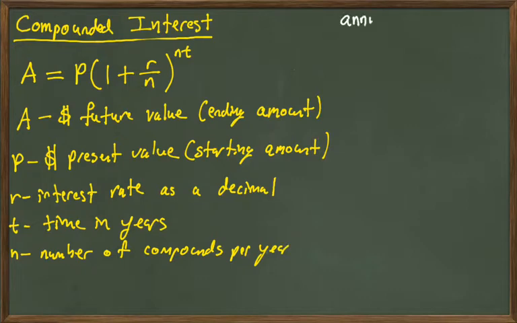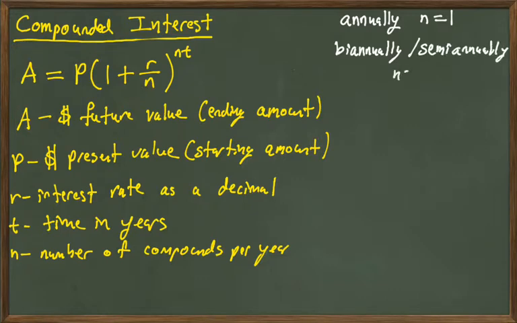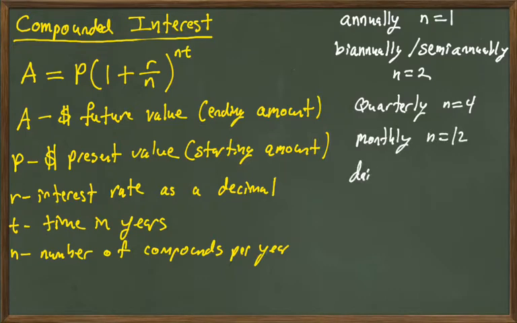So commonly used compounds per year: annually would be once a year. Biannually or semi-annually, that's going to be twice a year. So your N will be equal to 2. Quarterly will be 4 times a year, so your N will be equal to 4. Monthly, N is equal to 12. And then daily, N will be equal to 365. Some books might use 360 instead. We're going to be using 365, and we won't worry about a leap year or something like that.